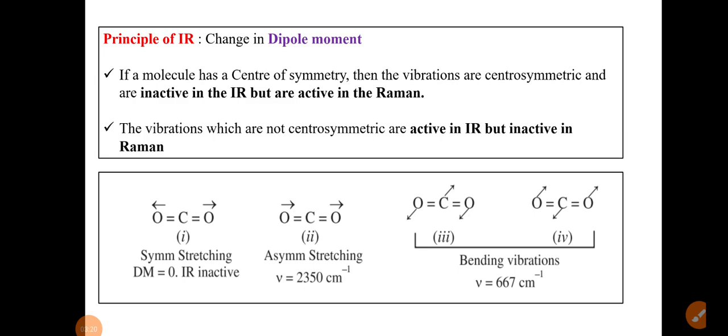Similarly, here we are looking at the example of carbon dioxide. In the first one, the symmetric stretching, the net dipole moment is 0, so that is IR inactive. That is our answer. That's why the symmetric stretching of carbon dioxide is IR inactive. In the second one, there is also stretching, but that is the asymmetric one. The vibrational frequency is at 2350 centimeter inverse, and the bending shows 667 centimeter inverse. These are the values for carbon dioxide. I hope this is clear to you.